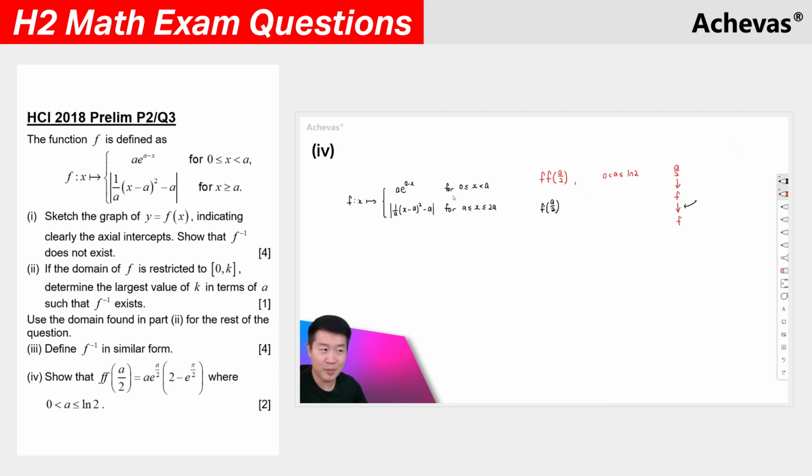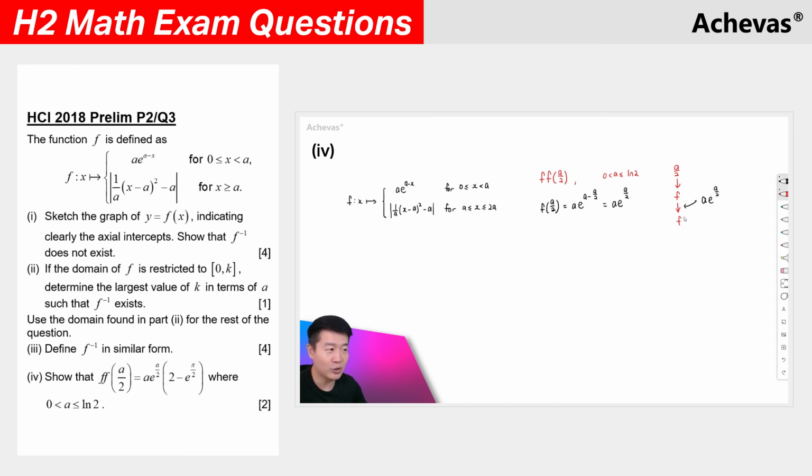That is why we are going to be making use of this expression. So it will be a e to the power of a minus x, which is now a over 2. So this is a e to the power of a over 2. So whatever comes out from here is going to be of the form a e to the power of a over 2 when the input is a over 2.